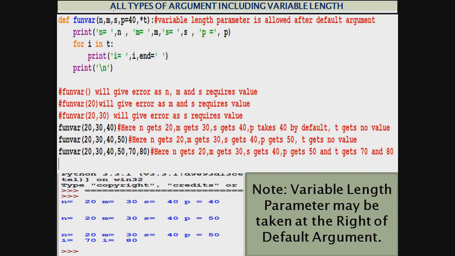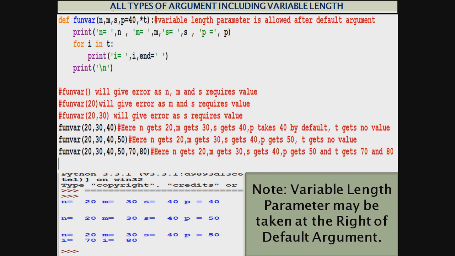This is possible, students. Now let us see. Here, if you call funvar with nothing, it is going to give an error. If you give 20, maybe n takes 20. What about m and s? If you give 20 and 30, say n takes 20, m takes 30. What about s? It is going to give an error.